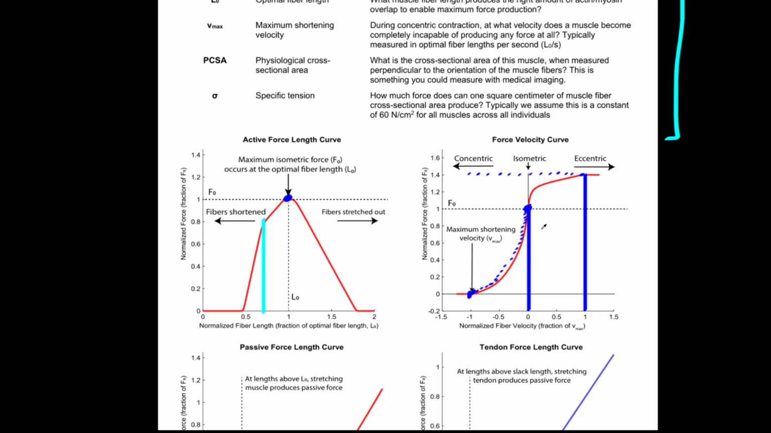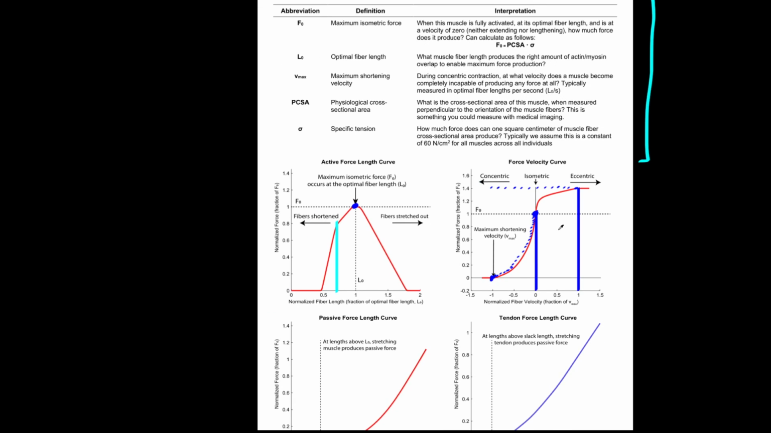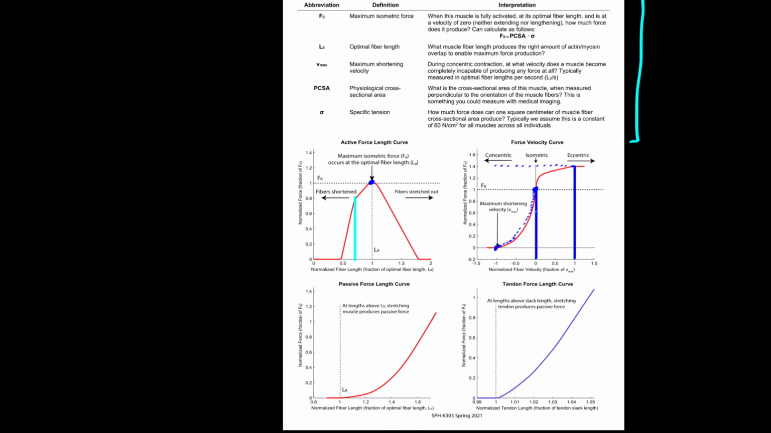So hopefully you will find this sheet useful. I think it contains all, or almost all, of the essential pieces of information that you'll need to put together to understand the function of a particular muscle in a particular movement, such as problem set 3, the analysis of the squat.